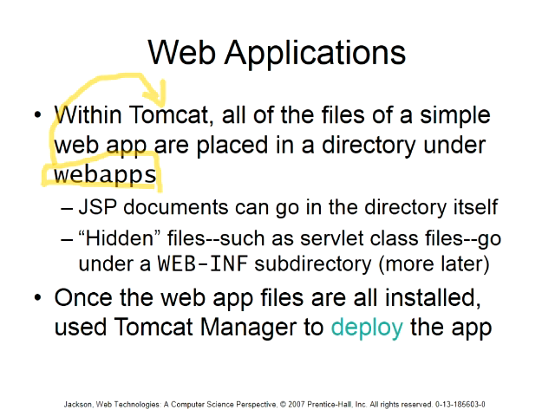So within Tomcat, all the files of a simple web application are placed in a directory under webapps. Here, webapps is a folder under our Tomcat server, and in this folder we find all the web applications. So JSP documents can go in the directory itself, and hidden files such as servlet classes go into the WEB-INF subdirectory.